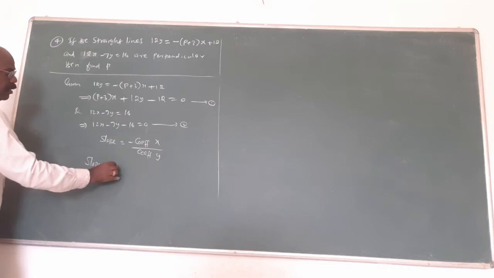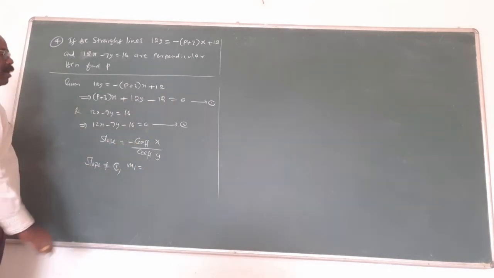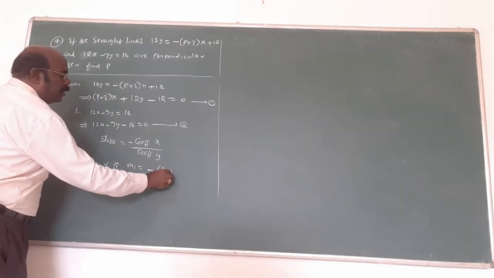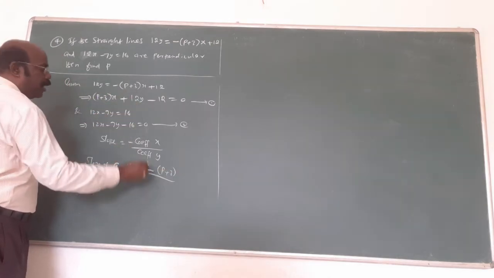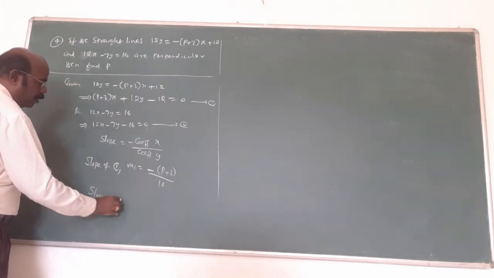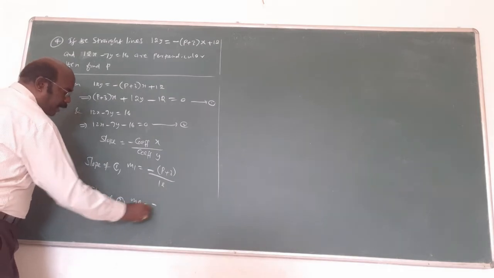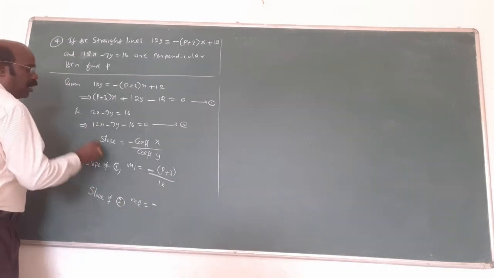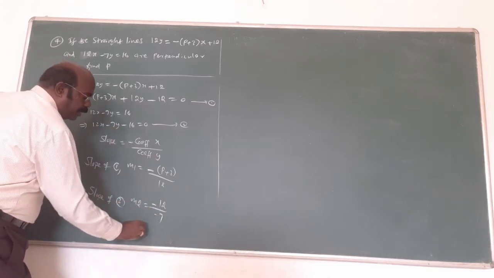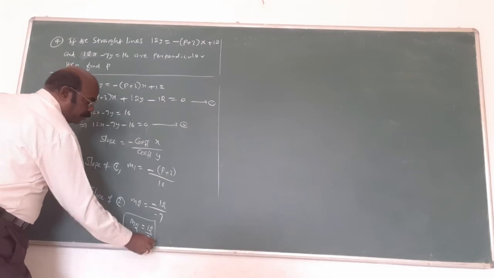Now the slope of the first equation is m1, equal to minus the coefficient, (p plus 3), by the y coefficient. That's all. Again, the slope of the second equation. What is the formula? It will be m2 equal to minus the coefficient of x, 12, by the coefficient of y, minus 7. Minus minus cancels, 12 by 7. This is m2.